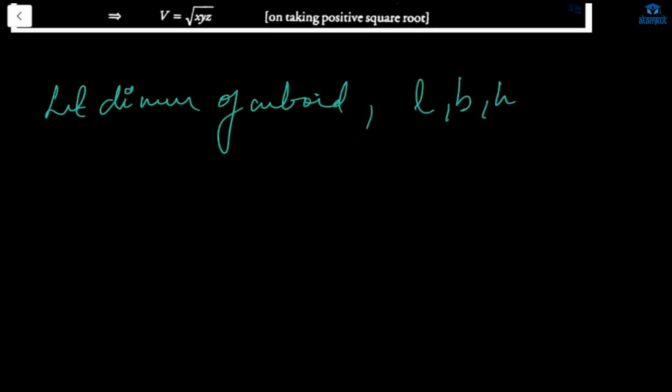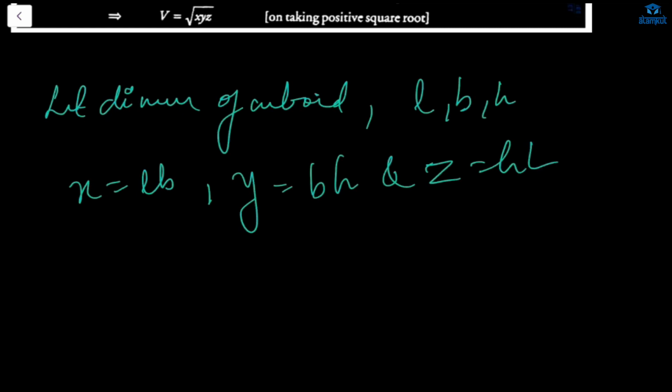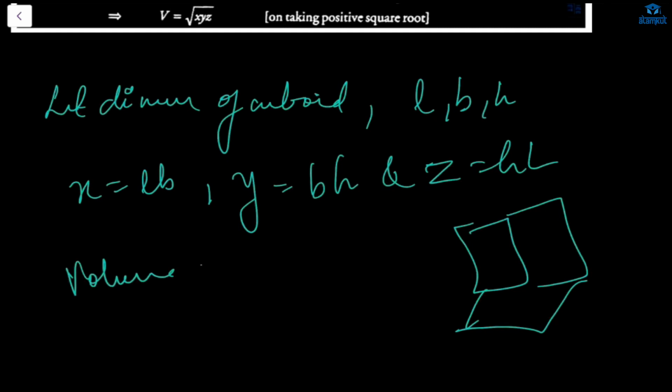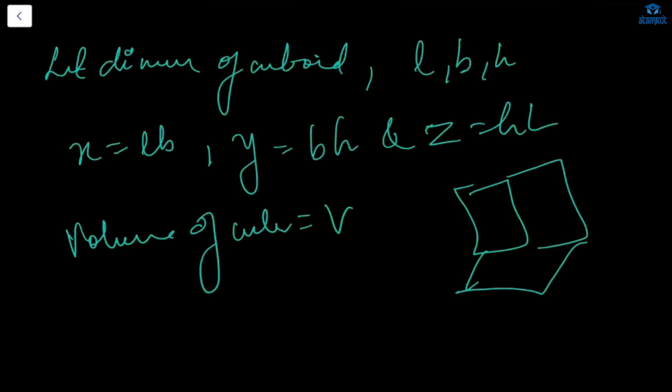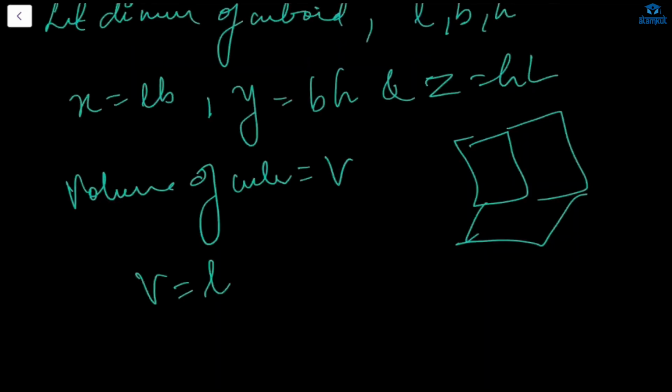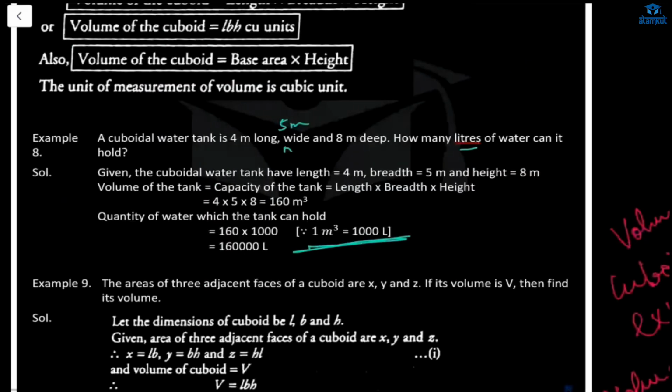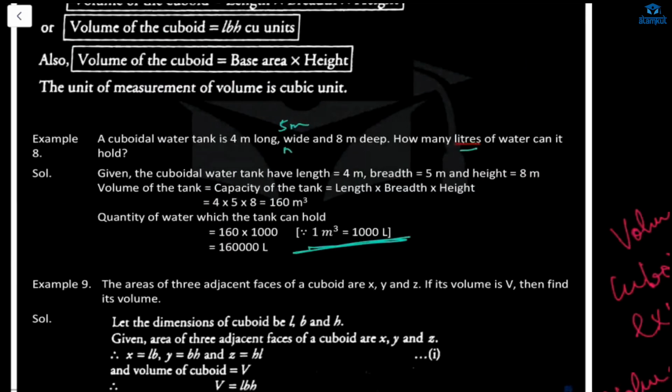ठीक है. सो 3 एडजेसेंट फेसेस का एरिया क्या होगा? एक्स का आप क्या ले लोगे? एल बी, वाई, बी एच. आप 3 फेसेस आसपास देखो, क्या होगा? ये एच एल. ओके, 3 एडजेसेंट फेसेस मतलब एक दूसरे से टच फेसेस. ये और ये वाला फेस हो जाएगा. ठीक है. नाउ वॉल्यूम ऑफ अ क्यूब क्या है? वॉल्यूम ऑफ दिस क्यूब will be equal to V, that is given. और volume होता क्या है? Length into breadth into height. Yes or no?